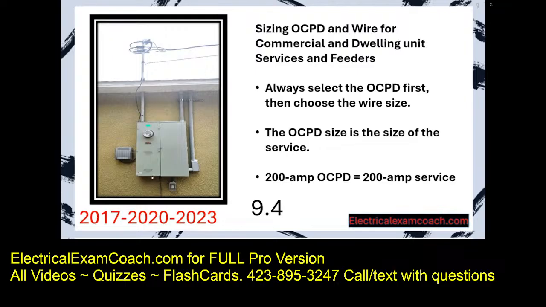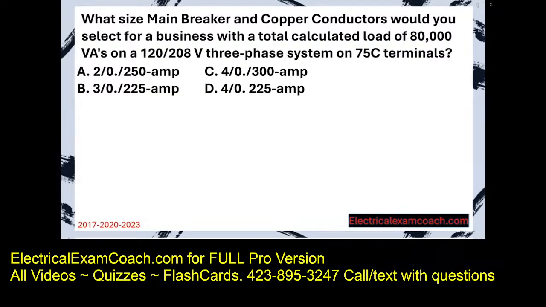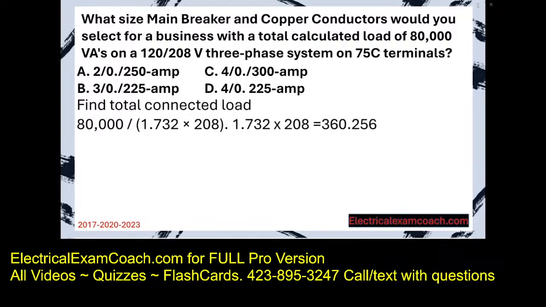Let's get to it. What size main breaker and copper conductors would you select for a business with a total calculated load of 80,000 VAs on a 120/208 three-phase system on 75 degree C terminals? Step 1, find our total connected load. In this case, they've already given us the 80,000 VAs, but we have to do that little bit of pre-work first on all of our three-phase calculations like we learned before. We take 1.732, we multiply it by our system voltage, which is 208, and that gives us that 360 value.